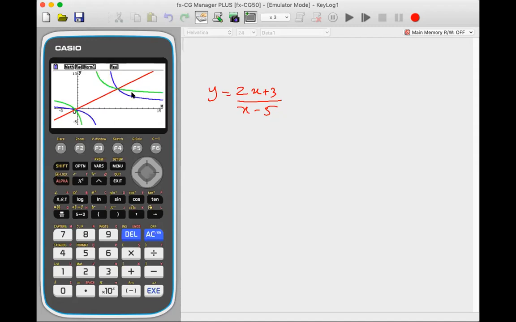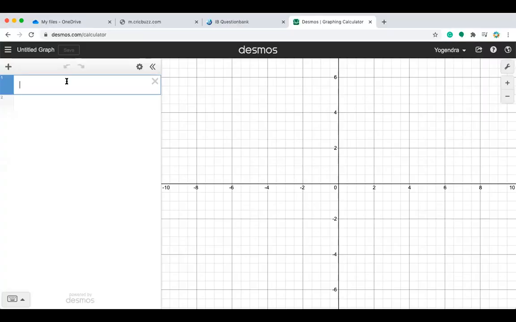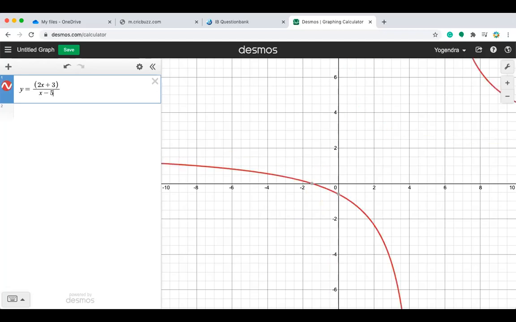So you can clearly see that the green one is the reflection in y equals x line. It's not a square grid, so you can't see that. But actually, when you sketch this on a square grid, you can see that they are actually inverses of each other. Now the same thing I can show you on Desmos as well. So here the function was y equals (2x plus 3) over (x minus 5). So this is my function here.